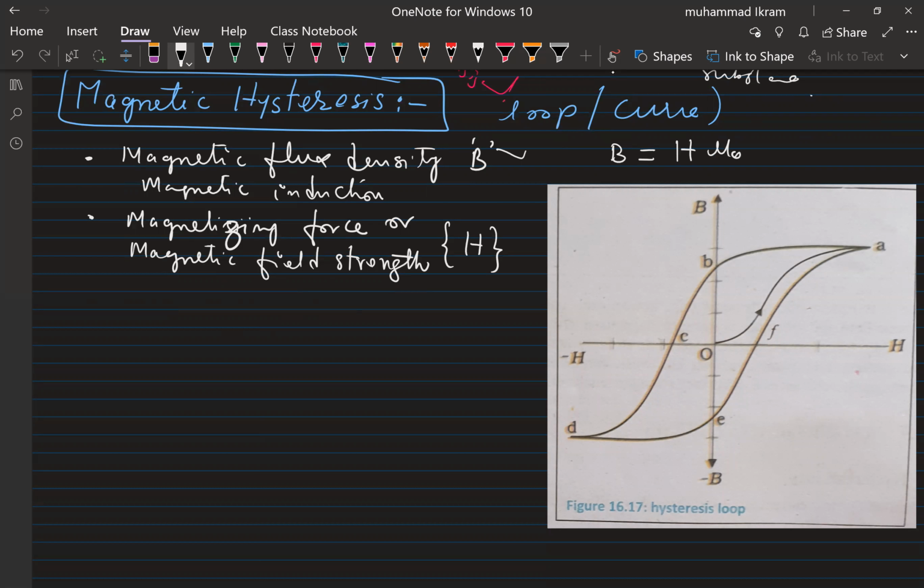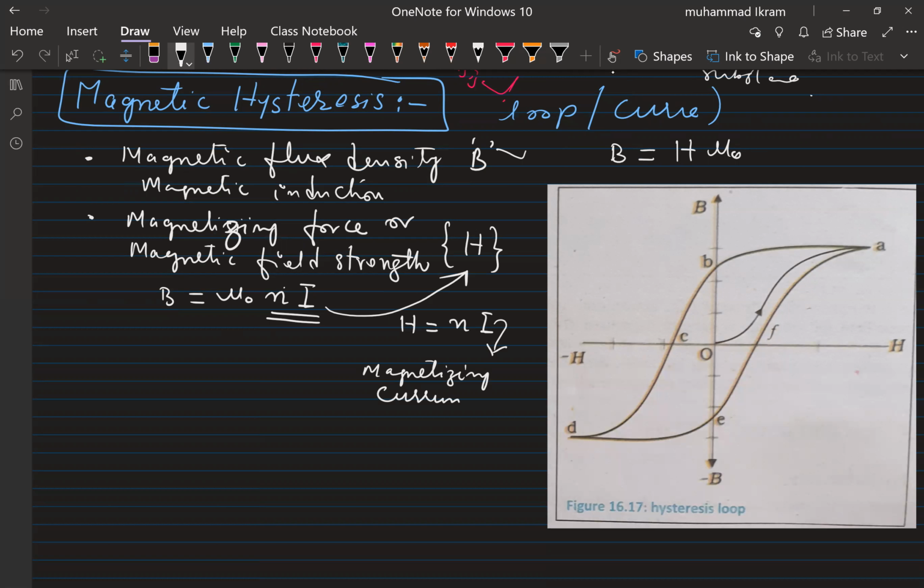But for a solenoid, as we know, B is equal to mu naught times N times I. So in fact, this is our H, that is, H equals N times I, where this N I is called the magnetizing current.